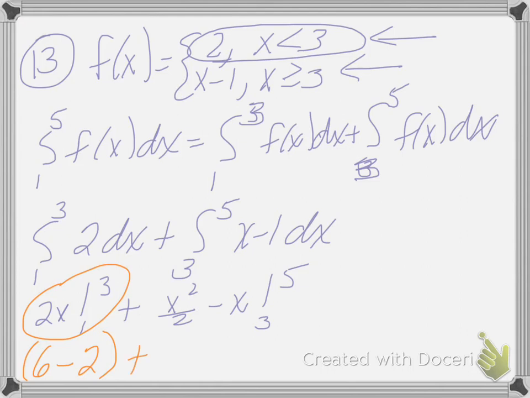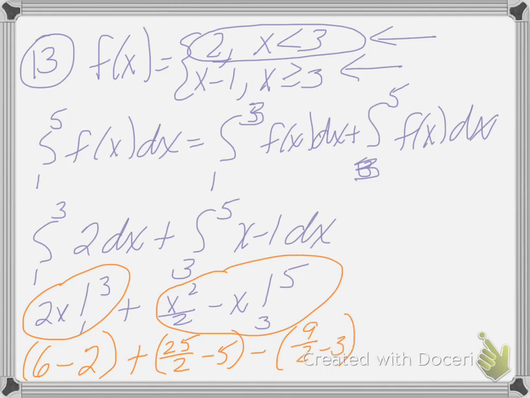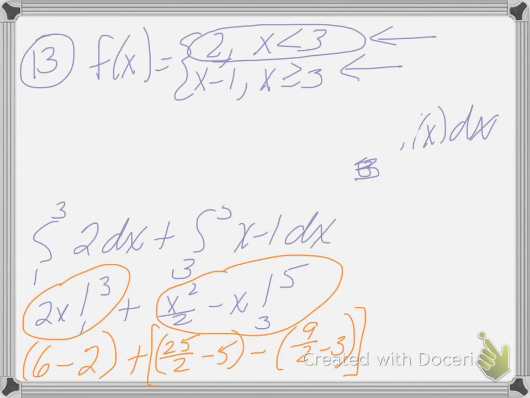Okay, now we'll go to the next part. We're going to do this one right here. Okay, when you put 5 in there, you're going to get 5 squared, which is 25 over 2, minus 5. So that's what happens when you put 5 in there, minus, now we're going to put 3 in there. So you're going to get 9 over 2 minus 3. Okay, so this is from the second integral. I'm just going to do some erasing to make some space, since we already got that part.